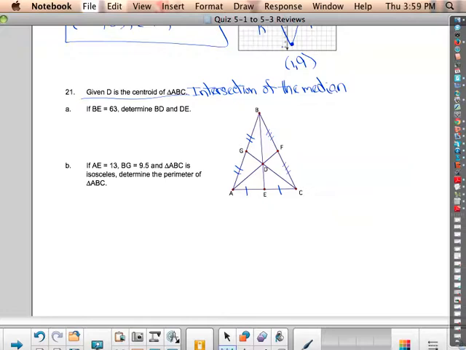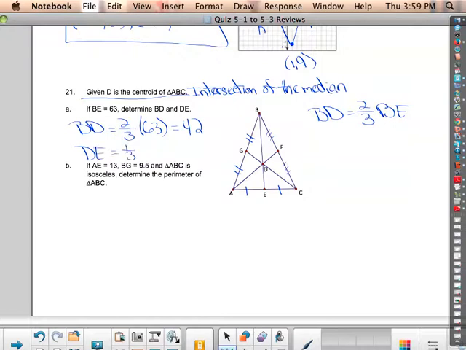You also know, because it's the centroid, that BD is equal to 2/3 of BE. So if you're given that BE is 63, then you know that BD is equal to 2/3 of 63, which is 42. Therefore, DE is equal to 1/3 of BE, which is going to be 21.